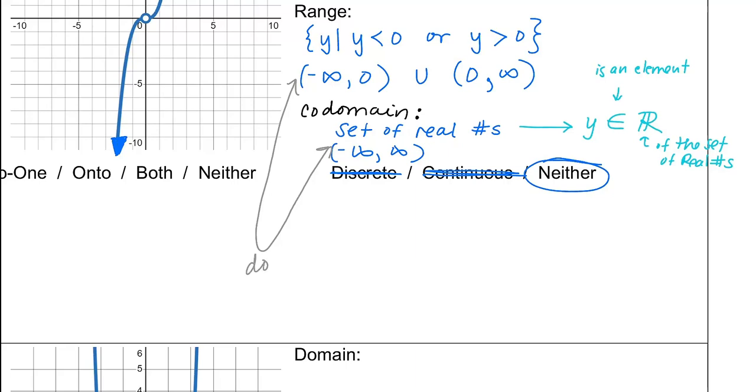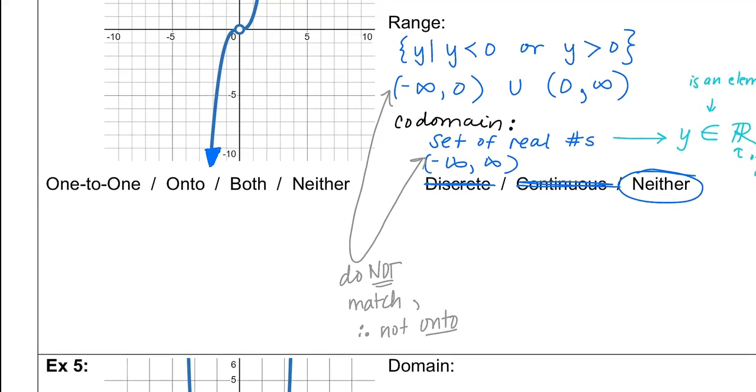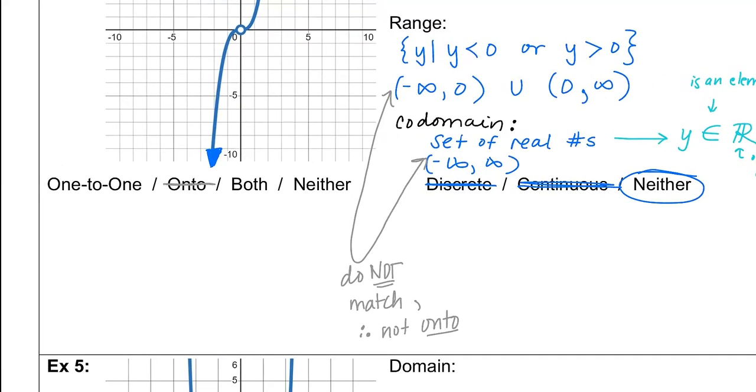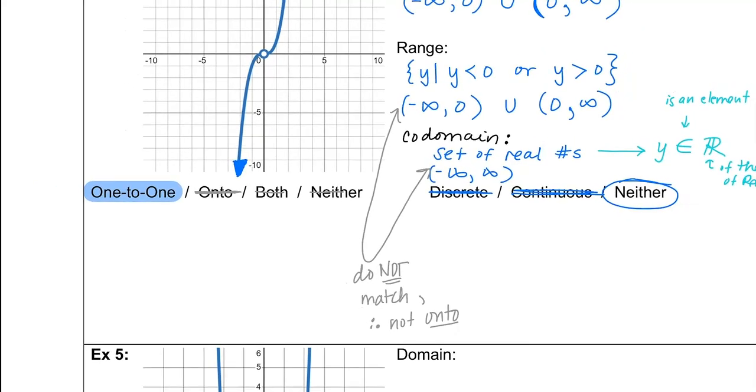These do not match, right? So therefore, it's not onto. So it's not onto, so it can't be both, and it can't be neither. So we know that it can't be both, or we know it's one-to-one though, because we already said that it passed the horizontal line test, right?